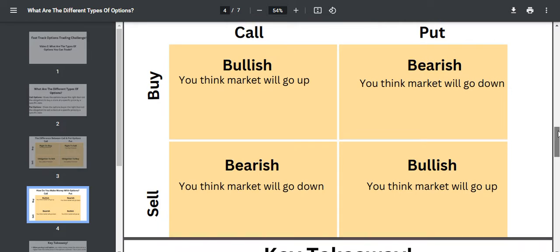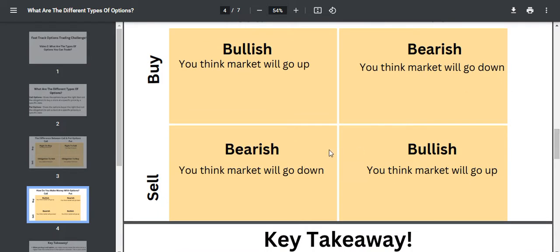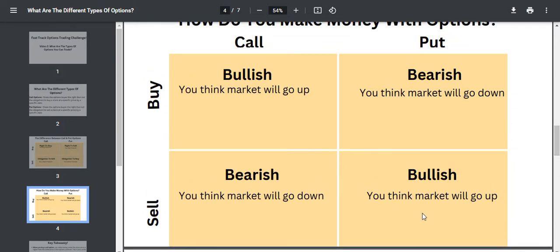Inversely, if you sell a call option and you're bearish and you think the market will go down, the money you make is going to be the premium you collect upfront from the option buyer. And it's exactly the same if you sell a put option. Basically, the money you make is going to be the premium you collect upfront from the put option buyer. So basically, these are the four trades you can make with call and put options.